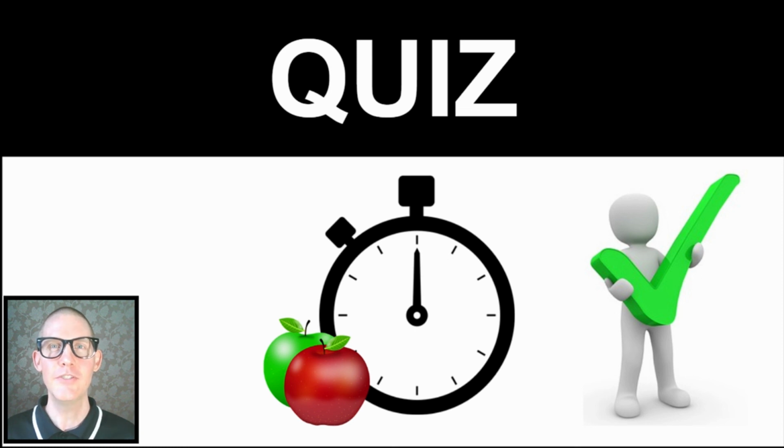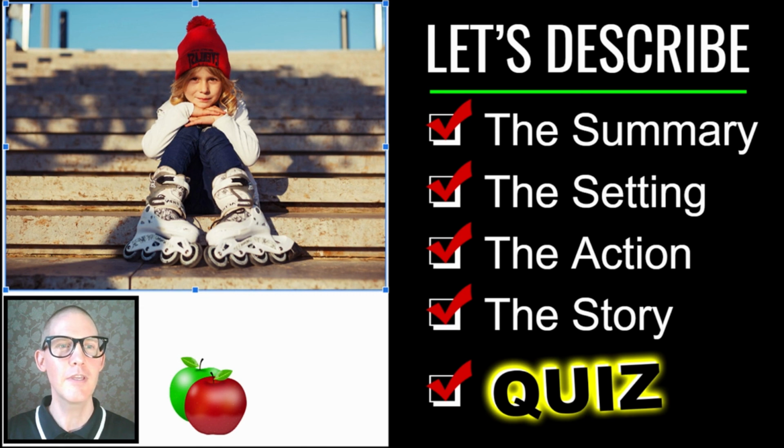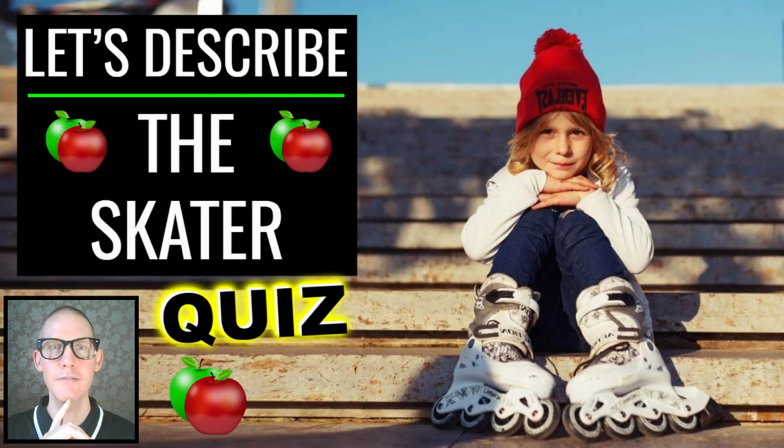All right. So we just completed the quiz. Wonderful. How'd you do? Okay. Let's take a look. What did we do in this lesson? Well, this was a Let's Describe lesson. We talked about the summary, we described the setting, the action, and the story, and we took a quiz, right? And everything was related to this picture. Wonderful. Okay, so that is the end of this lesson, right? I had a great time teaching this lesson. It was titled The Skater because the girl wants to be a skater.